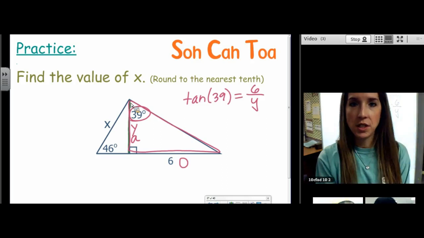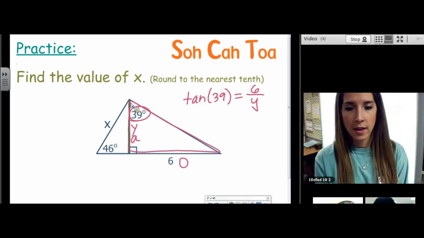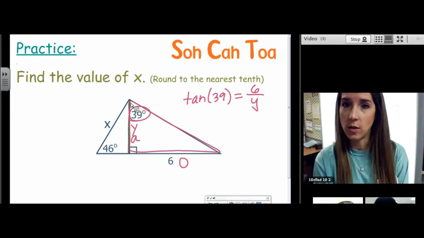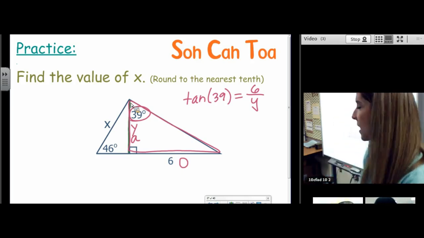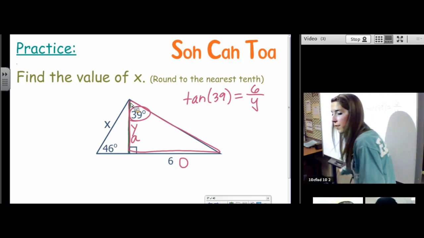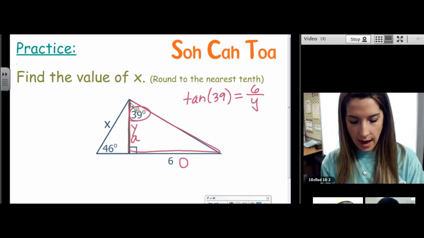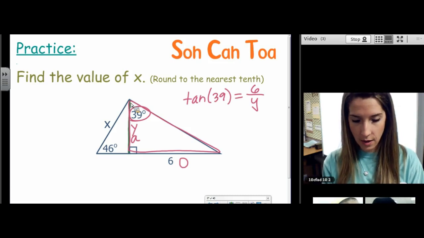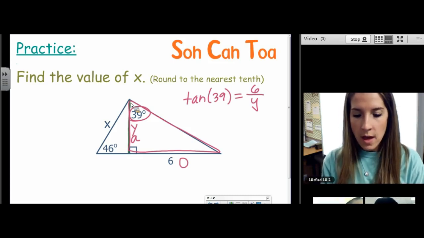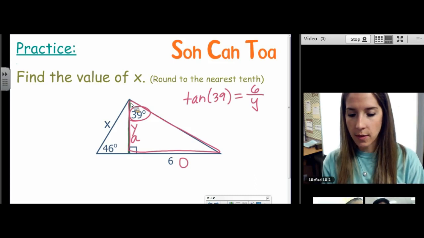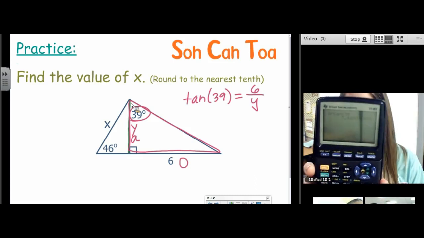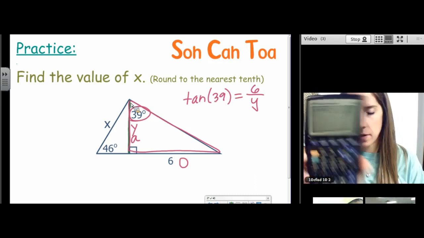What I don't want you to do is solve for y and then write down the answer to the nearest tenth. I don't want you to do that. We're going to round at the very end. So you can solve for y, but I want you to keep it in your calculator. Denominator divide. 6 divided by tan 39. And I get 7.40938, so on and so forth. I'm going to keep it in my calculator. I'm going to keep it there.